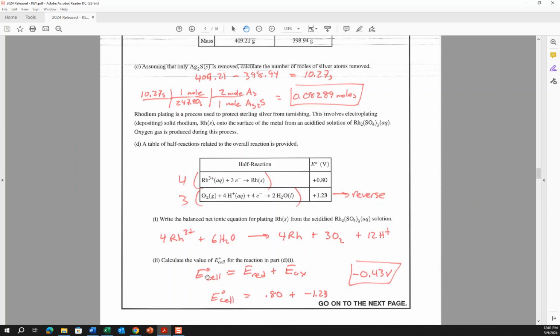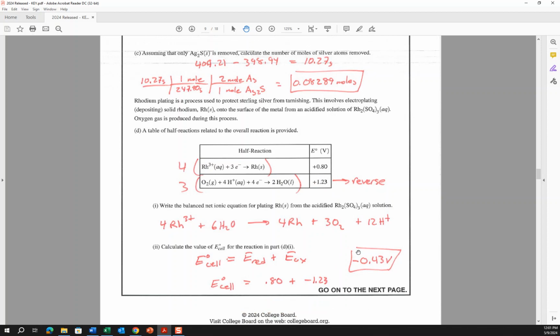And the overall potential for this reaction would be the oxidation potential plus the reduction potential. The reduction potential in this case is 0.8, and the oxidation potential would be negative 1.23. I hope you didn't make this mistake. It should be pretty fresh, but hopefully when you multiply by 3 and multiply by 4, you didn't touch these values. Okay. The only thing you had to do with this one is because we reversed that reaction, you had to flip the sign. Okay. So that comes out to be a negative 0.43 volts.